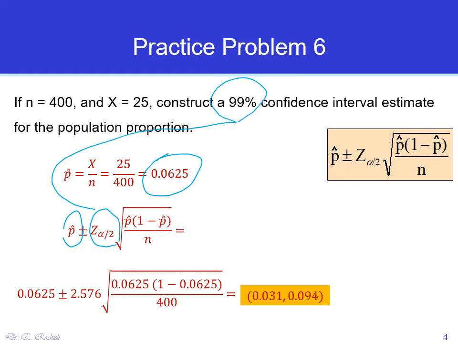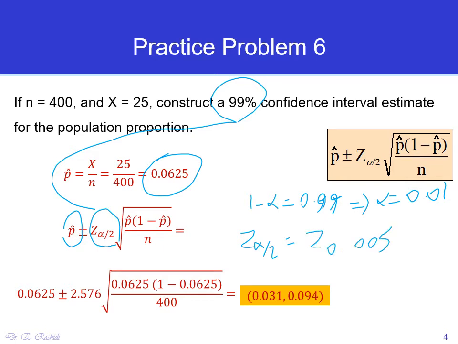If 1 minus alpha is 0.99, 99%, this means that alpha is 1%, 0.01. You're looking for Z of alpha over 2. So this means that Z of 0.01 divided by 2, which is Z of 0.005. If you look at the Z distribution table for Z of 0.005, you're going to find it as 2.576. So that's the critical value.